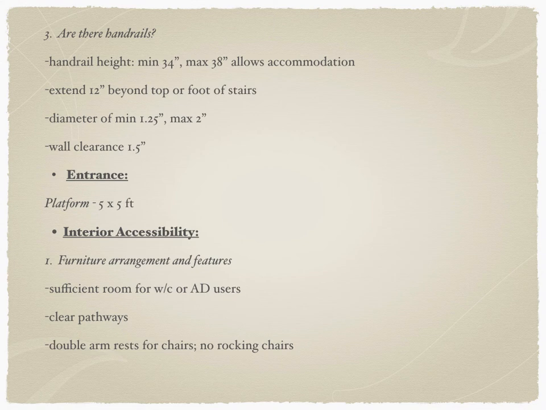Interior accessibility, we should consider the furniture arrangement and features. Furniture should be arranged to allow sufficient room for wheelchair or assistive device users by pushing them closer to the wall. It should also allow clear pathways, and the chairs need to have double armrests to assist with sit-to-stand transfers, and the use of rocking chairs is not recommended.